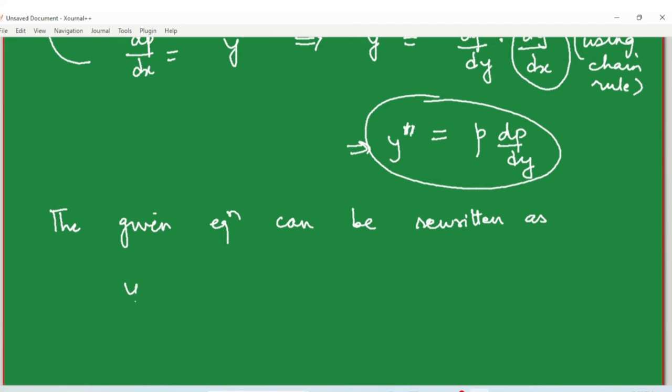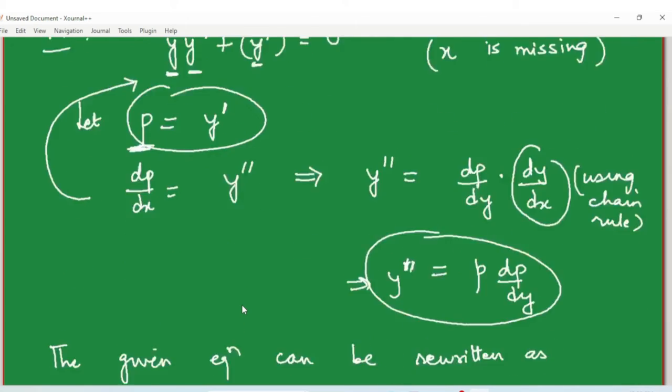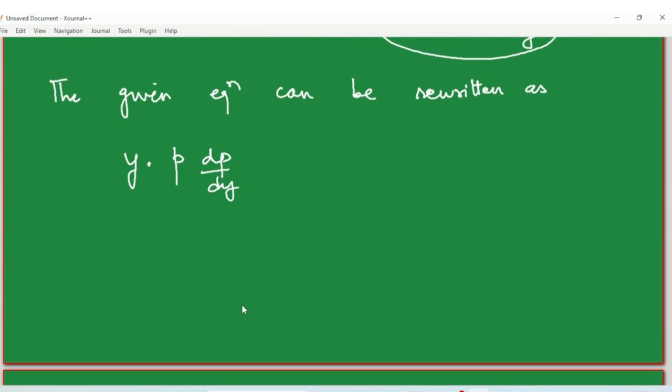So it's y into y double dash has taken the value p into dp by dy, plus y dash square is 0, but y dash is p, so that means plus p square is 0. So that's how the equation looks like in terms of p and y. Now you can see that p is common. If p is 0, that means dy by dx is 0.